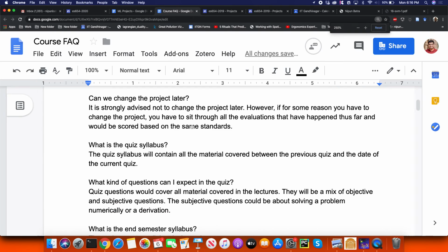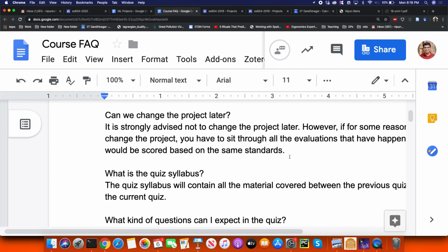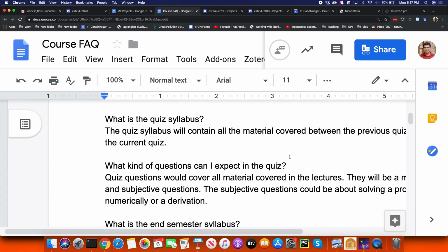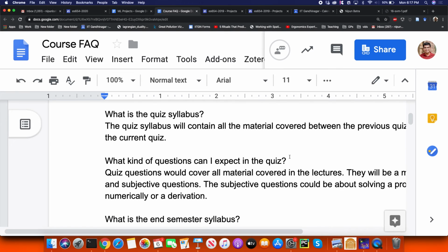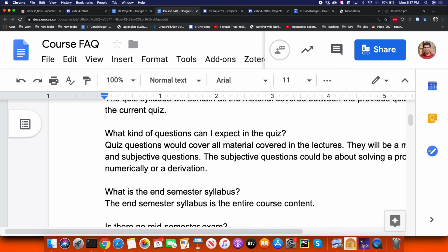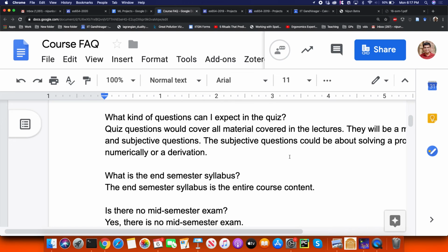So for example, can you change the project later? This tells you that you can change, although not advised, but then you have to write the proposal, etc. again. And this is one of the favorite questions, or one of the most important questions of an FAQ. What is the syllabus of the quiz? The answer is simple, that it will contain all the materials covered between the previous quiz and today, whenever the quiz will be held. And what could you expect in quiz?